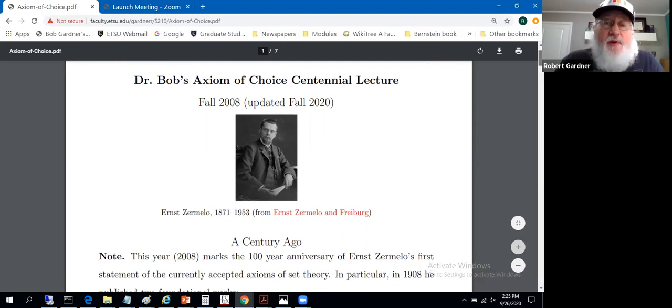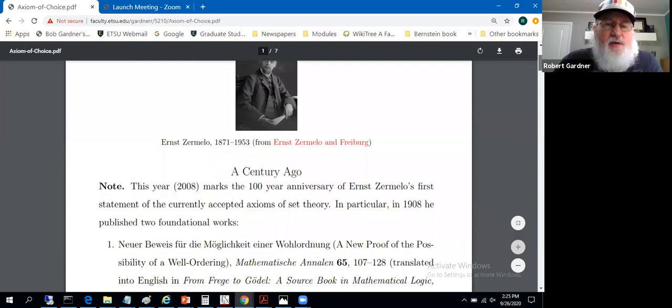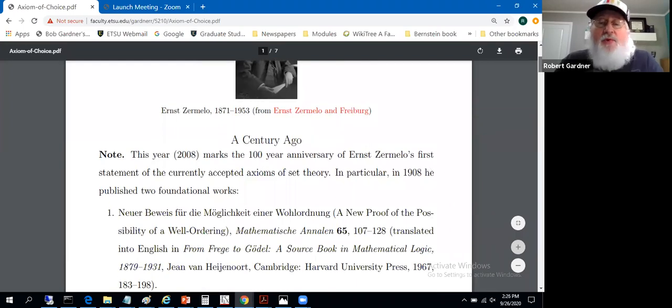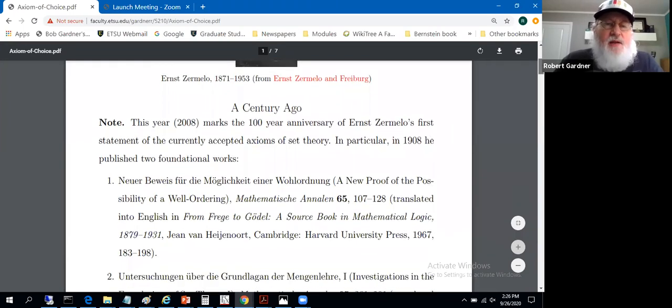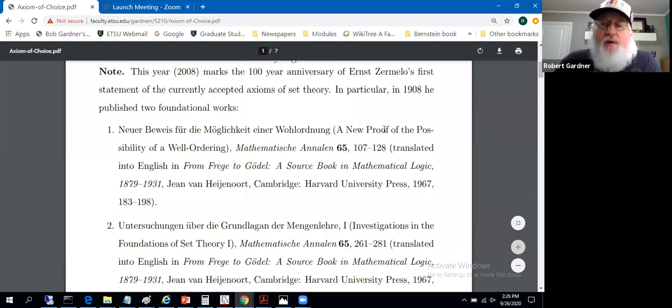So here's an image of Ernst Zermelo, the star of this presentation. And the year I made these notes, 2008, marked the 100th anniversary of Zermelo's first statement of the currently accepted axioms of set theory, including the axiom of choice. He presented two papers in 1908. One, a new proof of the possibility of a well-ordering, and a second one, Investigations in the Foundations of Set Theory, Part 1.